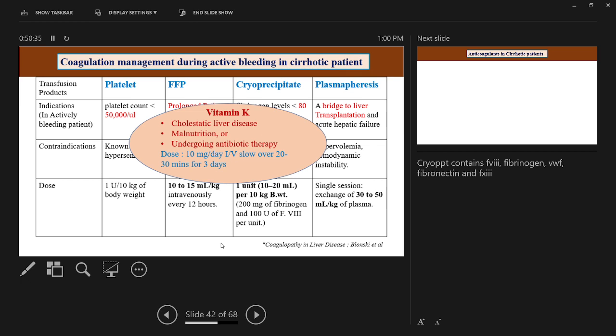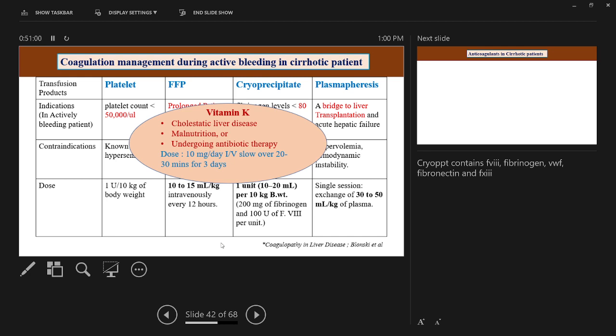Also, not all cirrhotic patients require vitamin K therapy. It is needed in patients with liver disease who have underlying cholestasis, who are malnourished because of underlying alcoholism or poor nutrition itself, or patients who have undergone antibiotic therapy. The dose is very important: in the cirrhotic patient, it is 10 mg per day, IV slow over 20 to 30 minutes for 3 days.